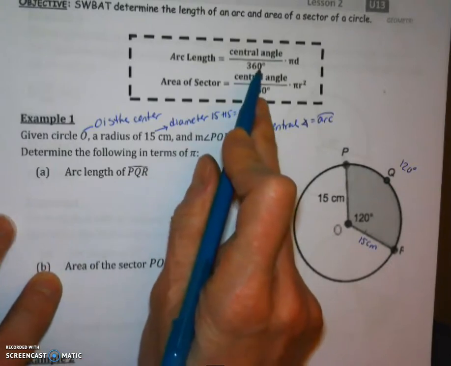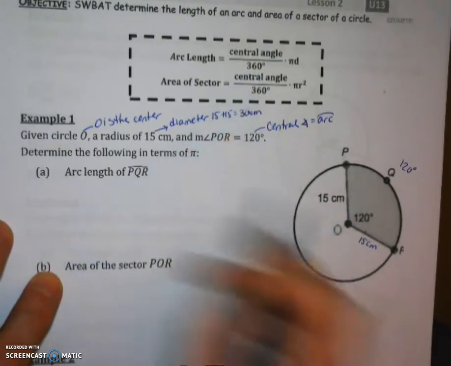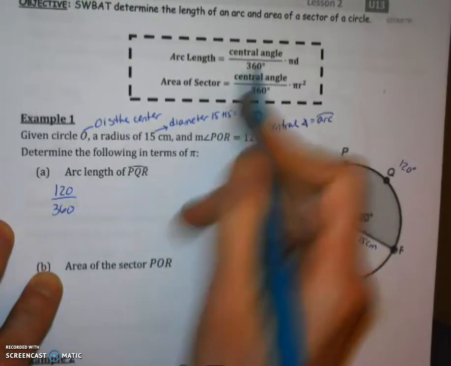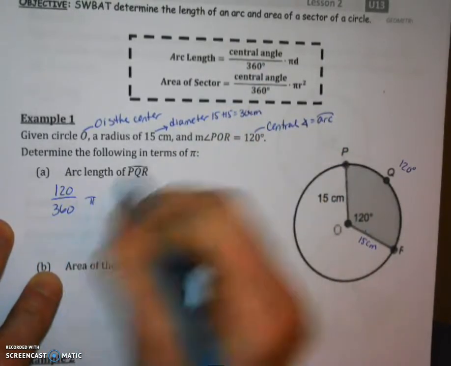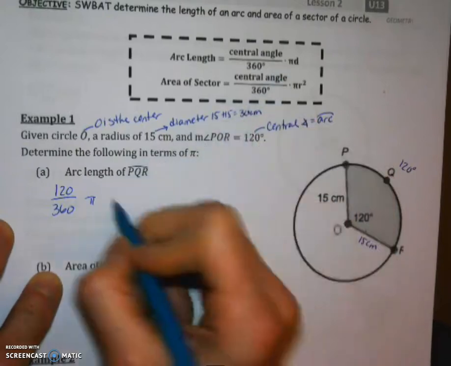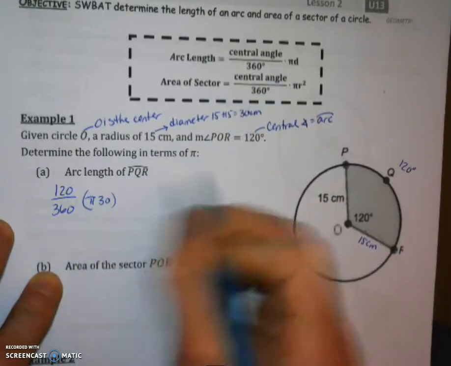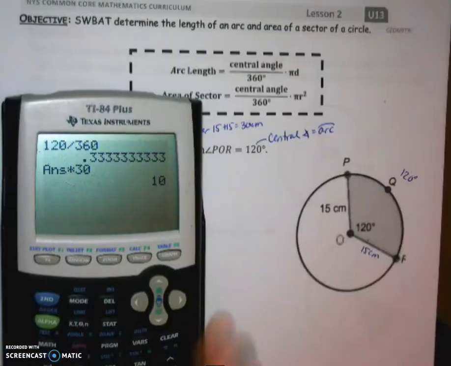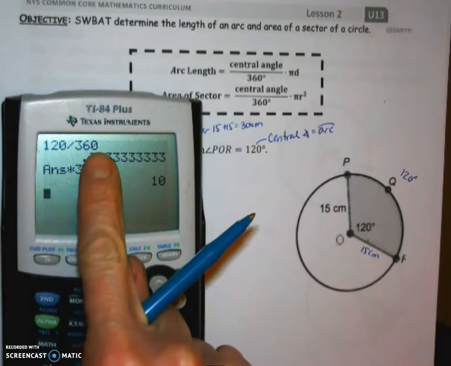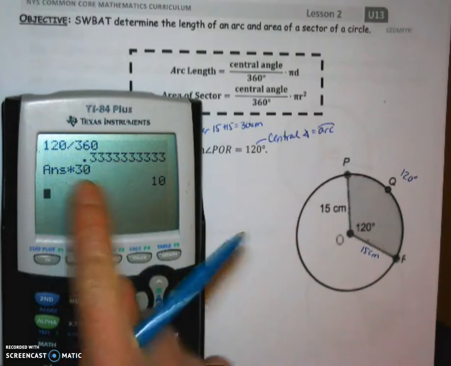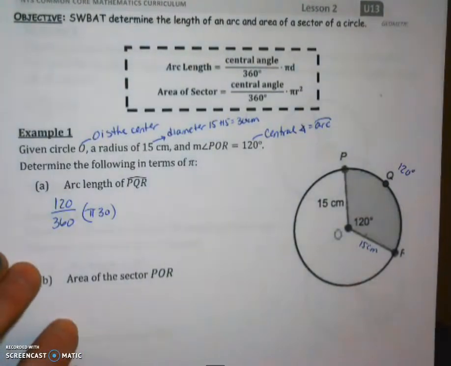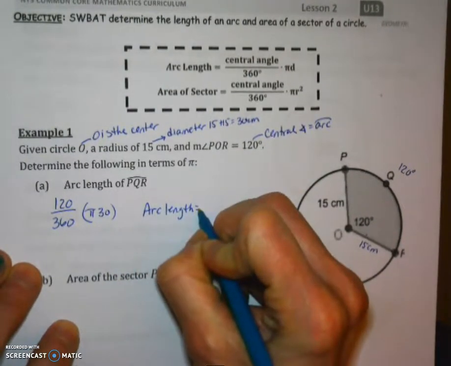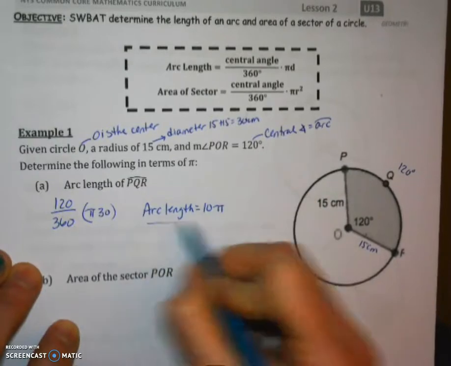So now it says find the arc length. Well, here's the formula. We're going to take the measure of the central angle, 120 degrees, divided by 360, that's the fractional part we talked about, times pi, times the diameter, which in this case we said was 30. And now it says in terms of pi, so don't put pi into your calculator. So what I did is I took the 120 divided by 360, and I took that answer times 30, and I got 10. So our answer, the arc length, is going to equal 10 pi.